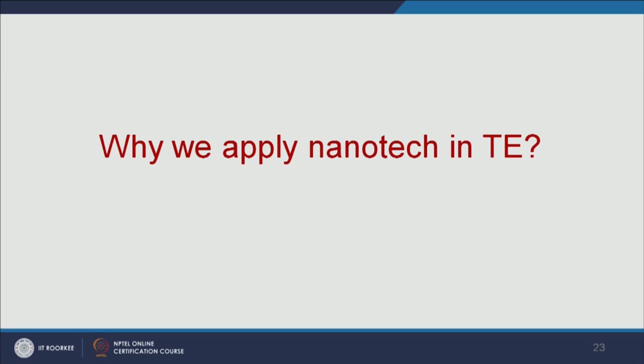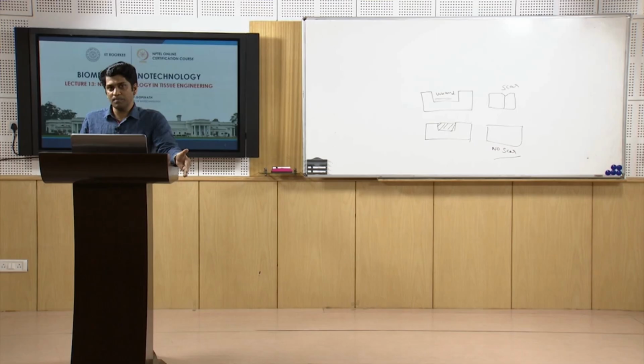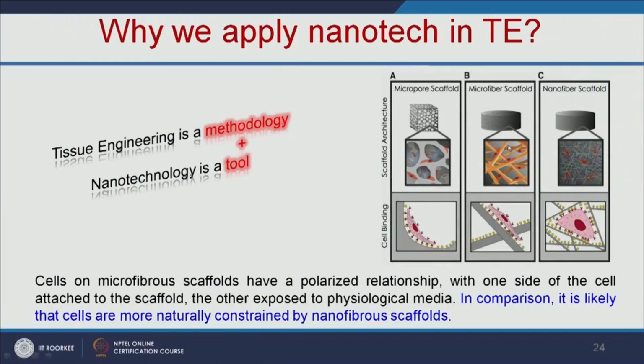So let us see why we need nanotechnology in tissue engineering. You can see here, when you use a micropore scaffold, the cells are not able to attach properly, and the same in the microfiber scaffold. But when you use a nanofiber scaffold, each cell can easily attach to thousands of nanofibers. As you know, the size of a cell is in the micrometer range. A micropore or microfiber scaffold does not match with the scale, but with a nanofiber scaffold, a single cell can attach to thousands of nanofibers that will exactly mimic your extracellular matrix, ECM.